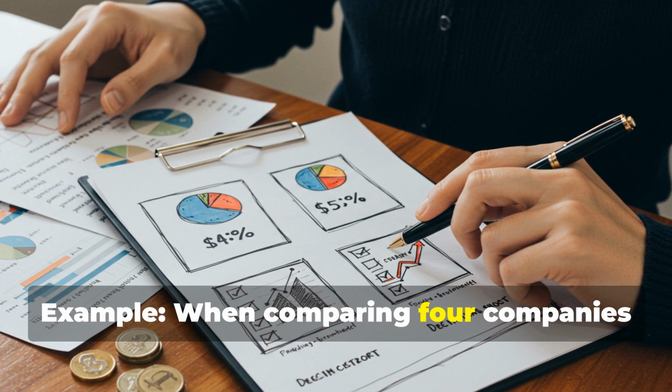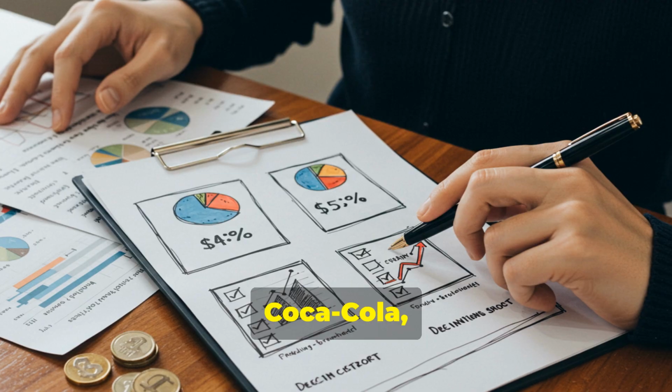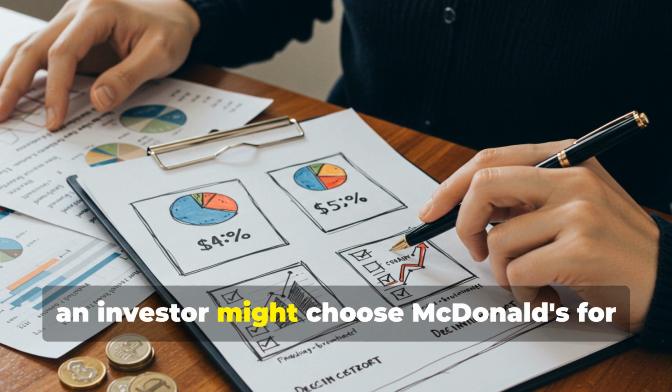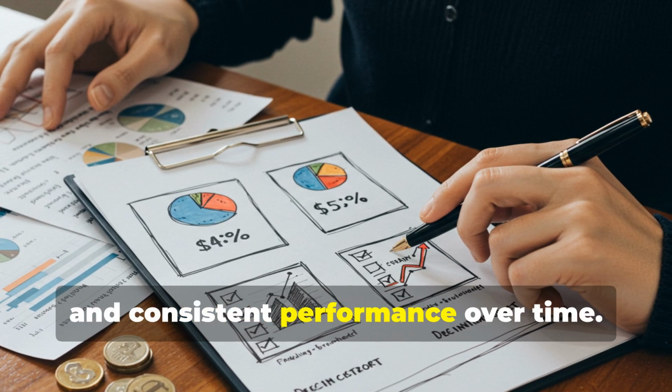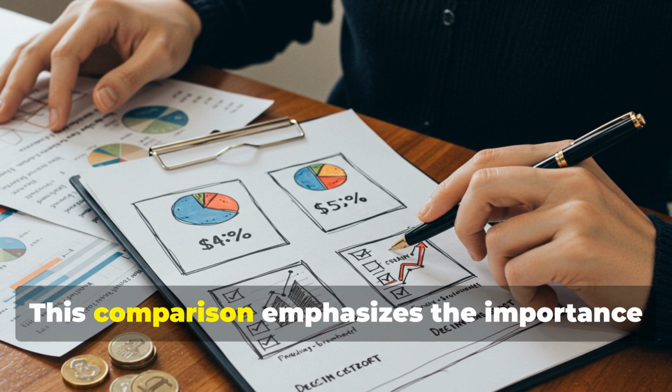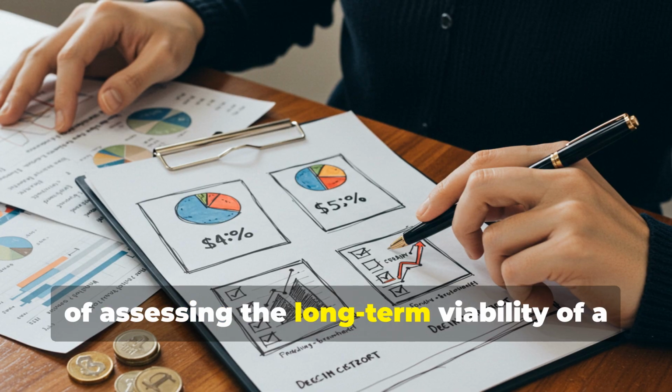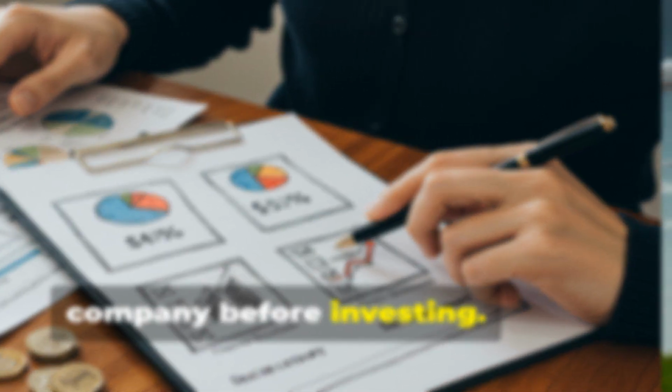Example: when comparing 4 companies like McDonald's, PepsiCo, Coca-Cola, and Wendy's, an investor might choose McDonald's for its stronger financials, better return on equity, and consistent performance over time. This comparison emphasizes the importance of assessing the long-term viability of a company before investing.